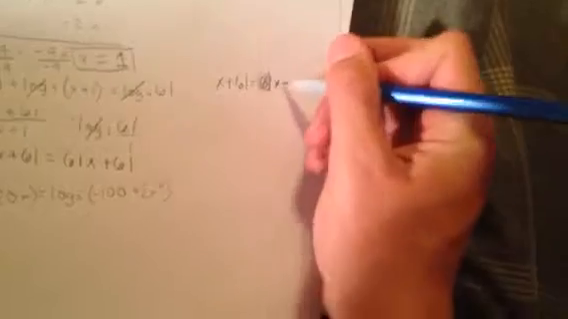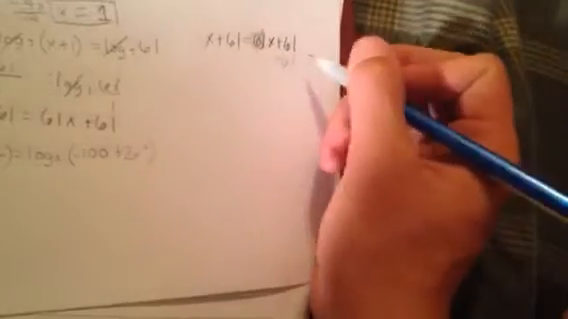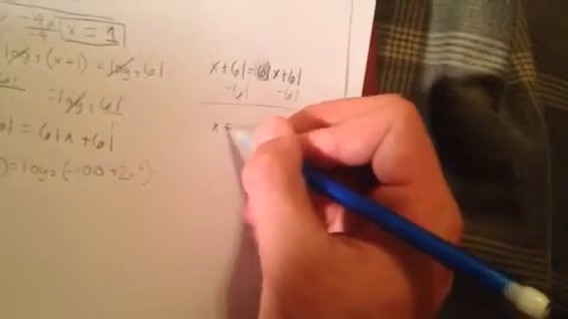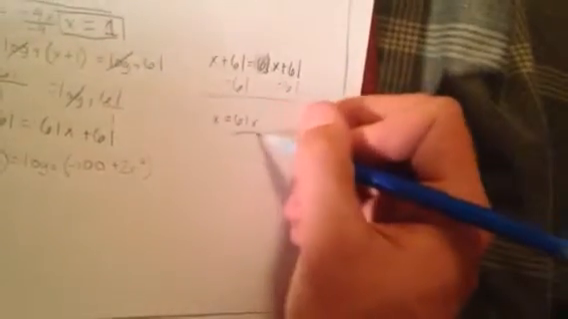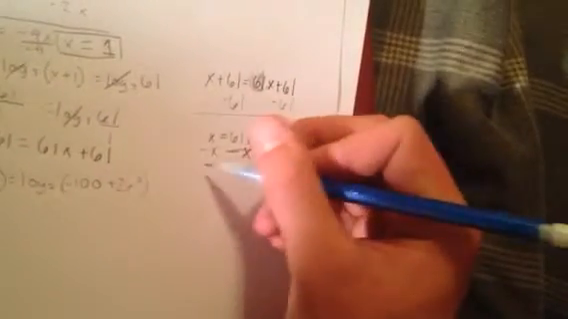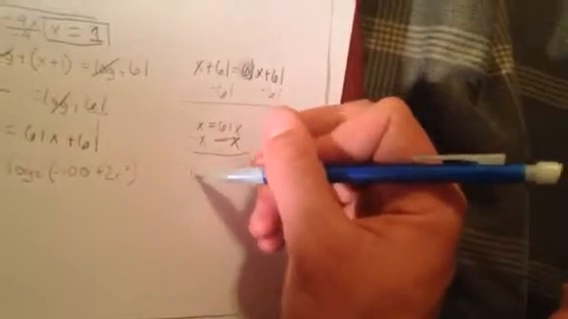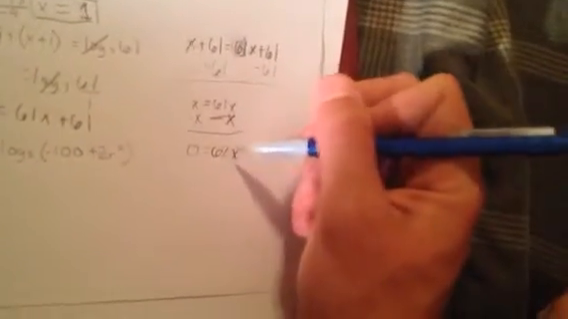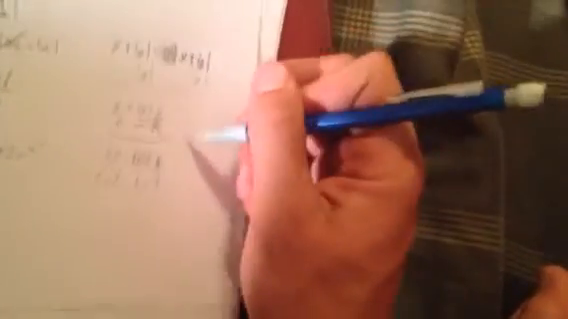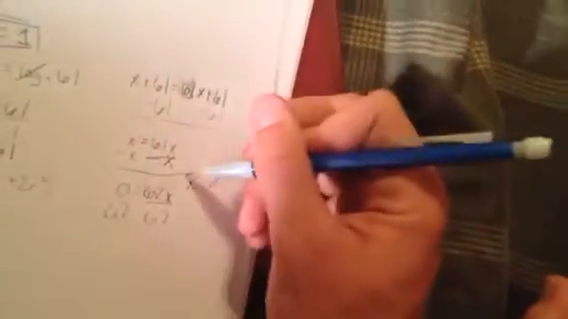Equals 61x plus 61. So you're going to subtract 61 from both sides. That's just going to turn to x equals 61x, my bad, subtract that x on both sides. It's going to equal 0 equals 62x. 0 equals 62x, divided by 62, divided by 62. Of course, that equals 0. So that's how you solve for that one.